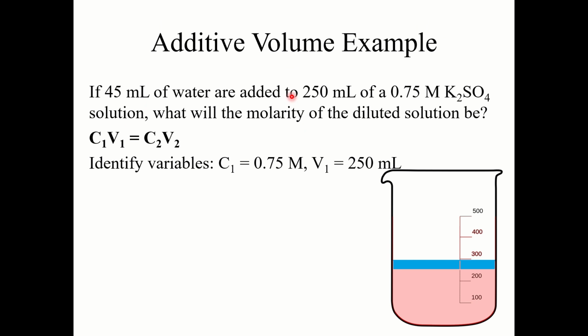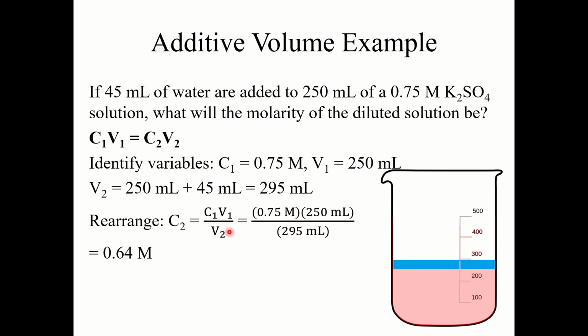Let's look at an additive volume example. This problem states 45 milliliters of water are added to 250 milliliters of a 0.75 molar potassium sulfate solution, K2SO4. What will the molarity of the diluted solution be? Well, our initial concentration is 0.75 molar, and our initial volume is 250 milliliters. Now you need to be careful here. This is an additive volume example, so V2 is not 45 milliliters. Rather, V2 is 295 milliliters. It's the 45 milliliters of water plus the initial volume of the solution.